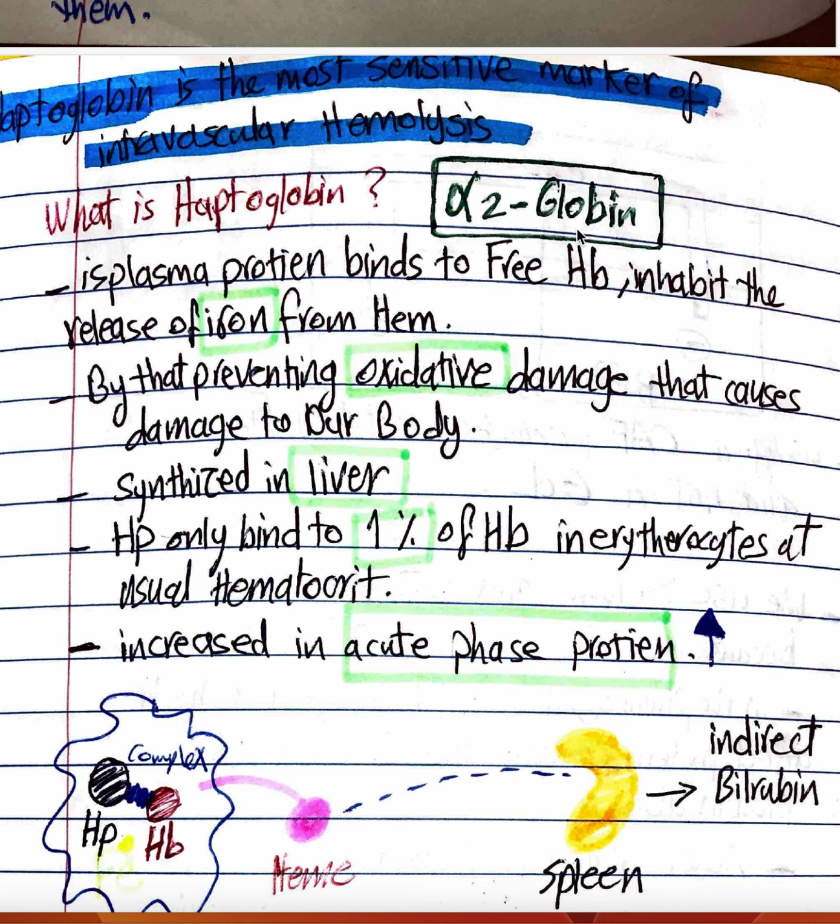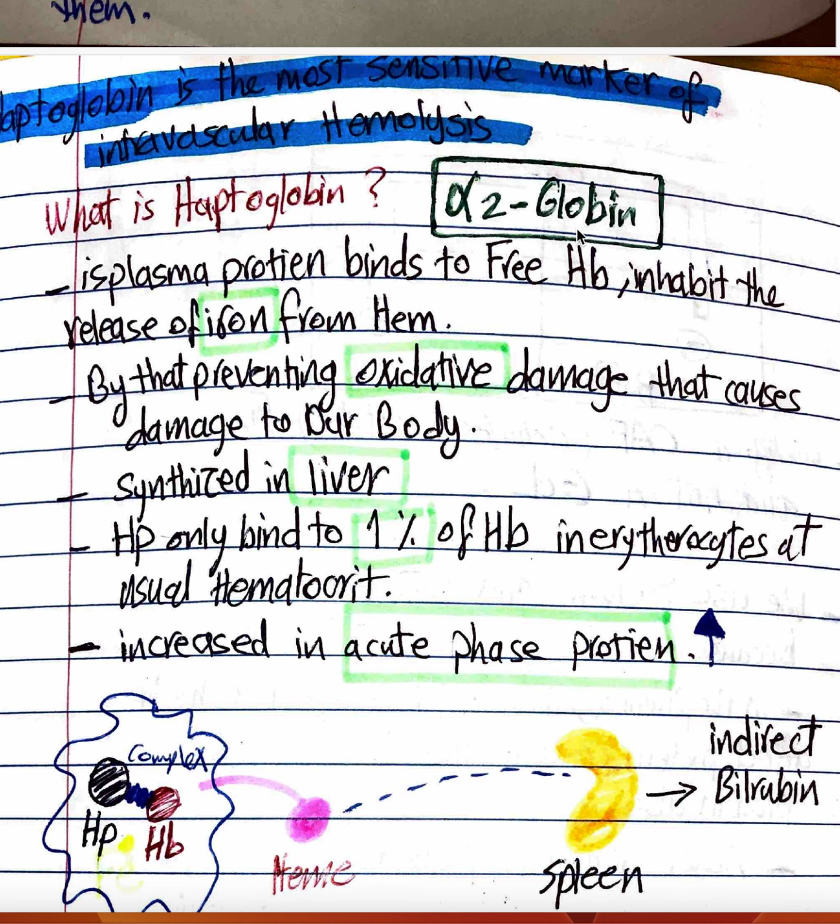It's a plasma protein synthesized in the liver and binds to the free hemoglobin, preventing the release of the iron from this hemoglobin. Why? Because that prevents the oxidative damage that may be caused by the iron. Normally, it binds to 1% of hemoglobin at the normal hematocrit, and we just discussed what the hematocrit is.